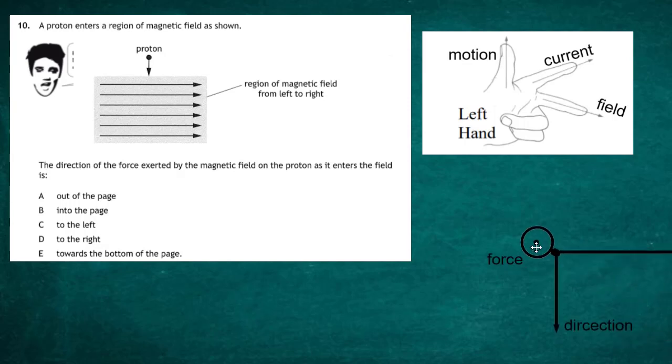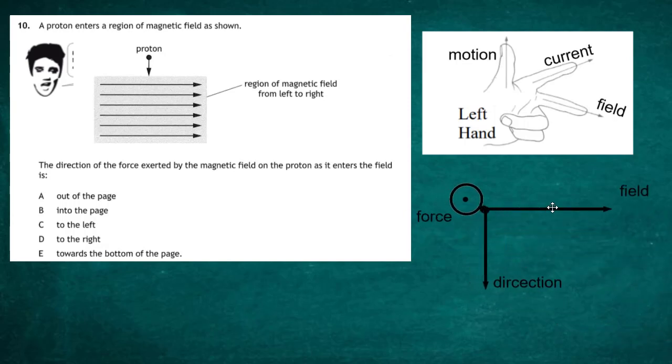As a little summary of it here. The field is left to right. The direction of the proton is downwards. And because of the left-hand rule, you can see we're going to have the force with the symbol coming out of the screen, a circle and a dot. So the answer to question number 10 would be this one here. It will be out of the page.